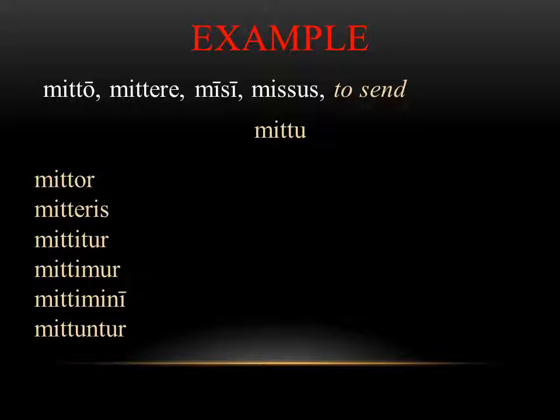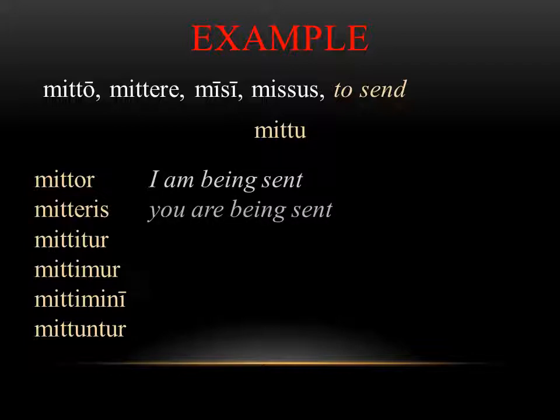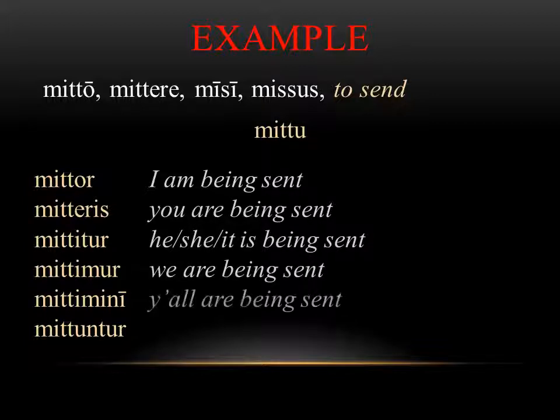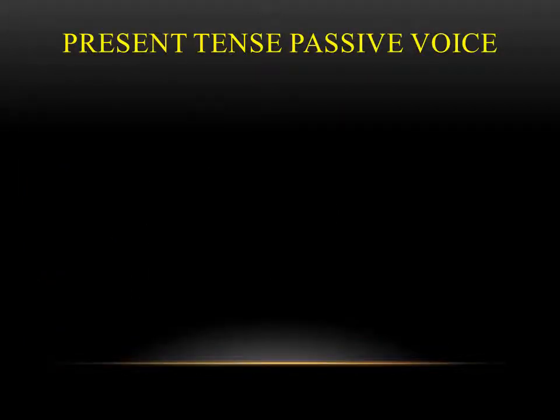And once we have this, I have all 6 of the persons, first through third, singular and plural, with their passive voice endings. And now I can look at the translations. Mittor is I am being sent. Mitteris is you are being sent. He, she, it is being sent. We are being sent. Y'all are being sent. And they are being sent. All the way down. And it's present tense. That's why I'm using the phrase am or are or is to get the translation correct.